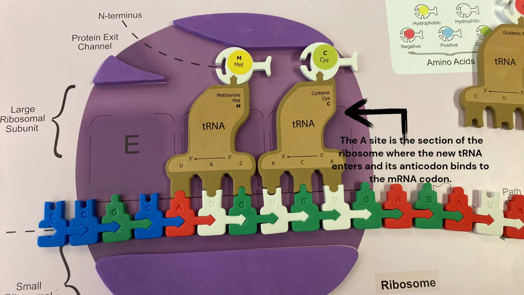The A site is the section of the ribosome where the new tRNA enters and its anticodon binds to the mRNA codon.